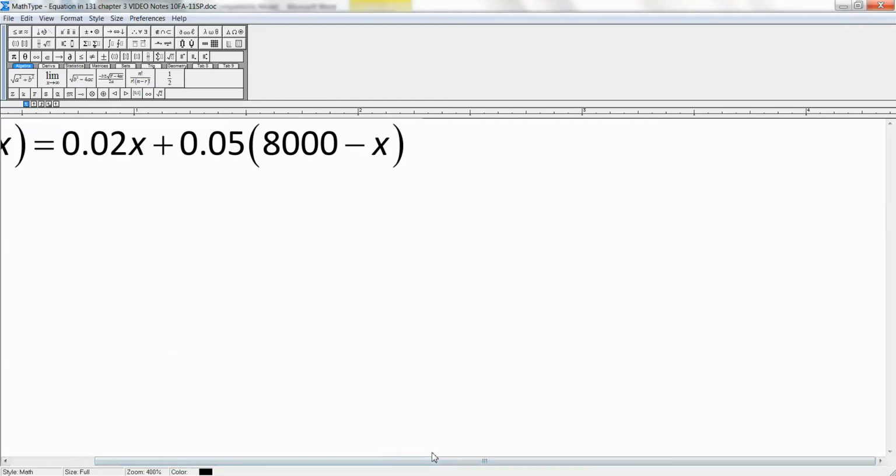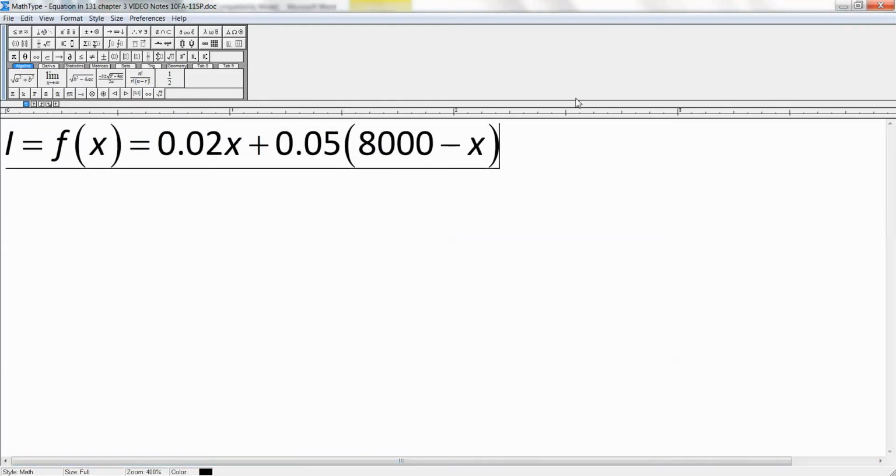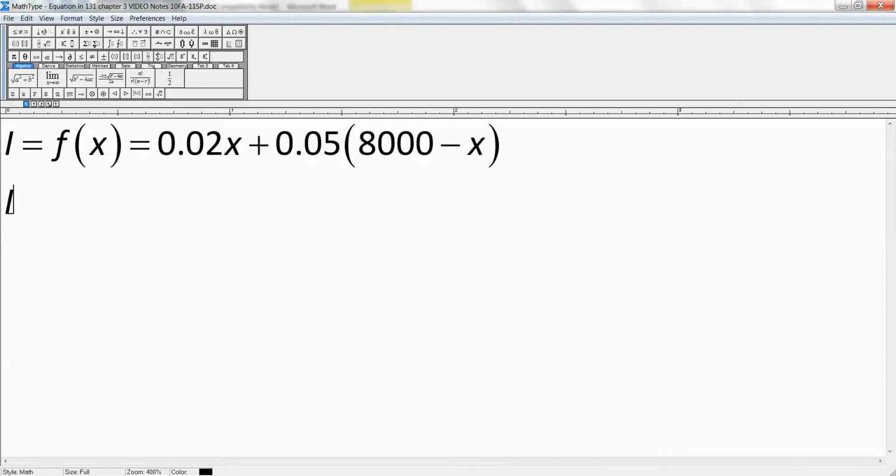Boom. Now, the only issue with this is it's not cleaned up, which is never good because mathematicians like everything cleaned up. They're weird that way. So we're going to have to simplify this a little bit.